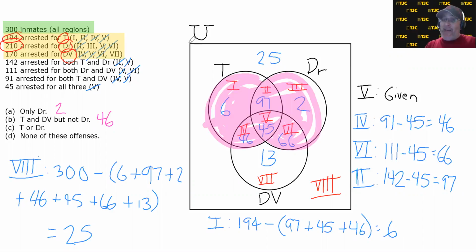So we have to do a little bit of math to figure out how many inmates are in there. We have to add up all the correct numbers, which would be 6 plus 97 plus 2 plus 46 plus 45 plus 66. I got 262, but I'm going to add them again in reverse, see if we get the same thing. 66 plus 45 plus 46 plus 2 plus 97 plus 6, 262.